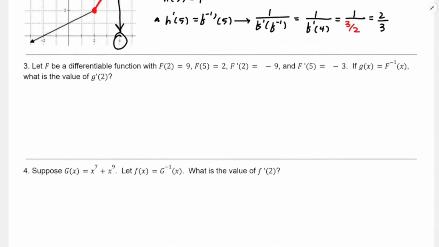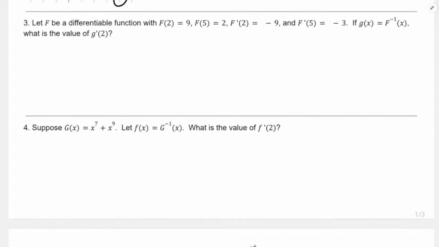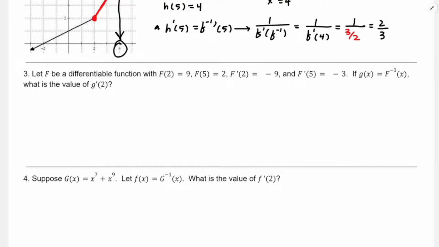No, all of these are similar problems. The table question, the graph question, the algebra question, it really all goes back to the formula 1 over f prime of f inverse. Figure out what f inverse is, go from there. I feel like I had something else to say about it, but I can't think of what it would be, so I'm just going to jump into this next one.